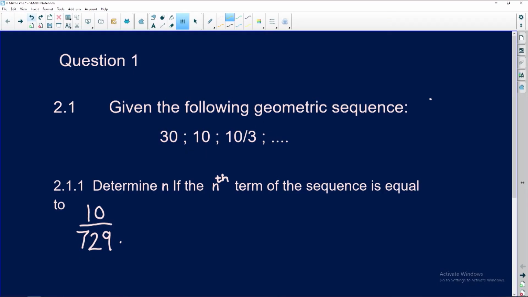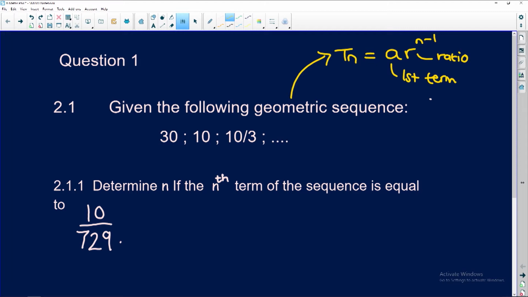So let's take a look at this question. It says, given the following geometric sequence, 30, 10, and 10 over 3. Okay, guys, geometric, you should immediately know that the general term is a times r to the power of n minus 1, where a is the first term. Remember. And r is the ratio between terms, okay?